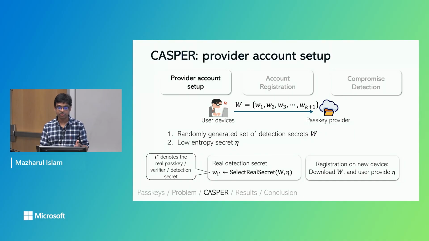So this is the procedure: select real secret. It takes the set of K plus 1 detection secrets and also the low entropy secret, and is able to identify which is the real detection secret, w_i star. With this process, registration, if the user is adding a new device with the same passkey provider, becomes very simple. The user would download the set of K plus 1 detection secrets from the passkey provider, and take as input the user secret ETA, and the device would be able to identify the real detection secret w_i star.